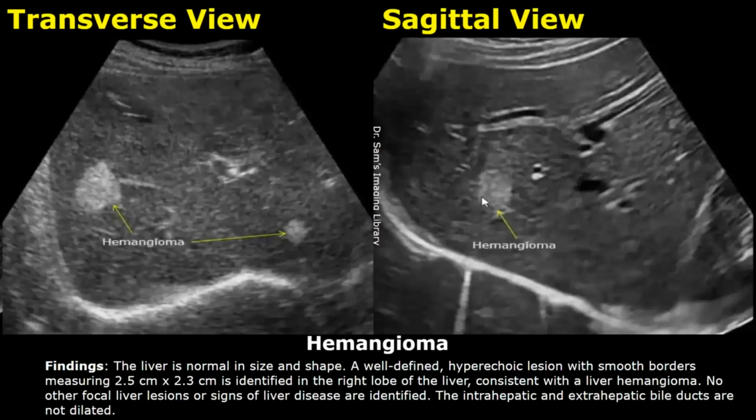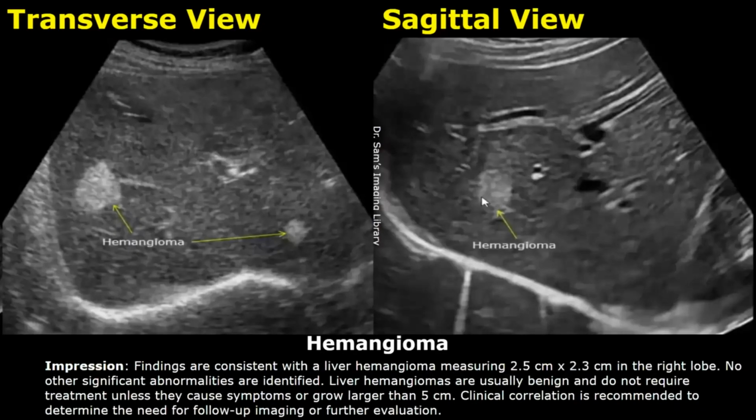Liver hemangiomas are usually benign unless they cause symptoms or grow larger than 5 centimeters. Mention the size of the lesion and its location, followed by the line of clinical correlation.